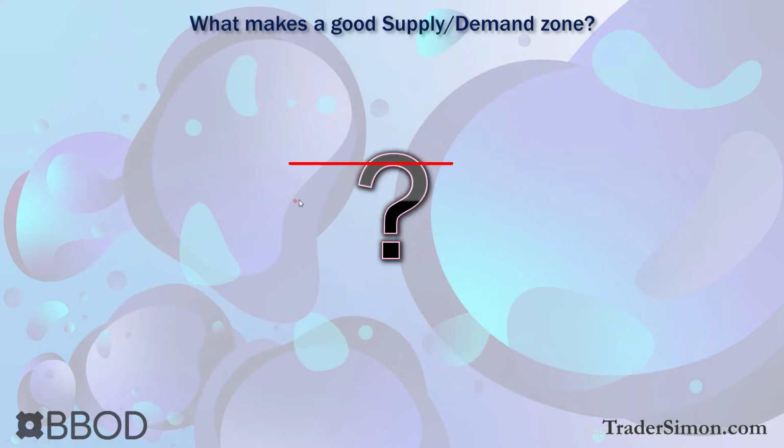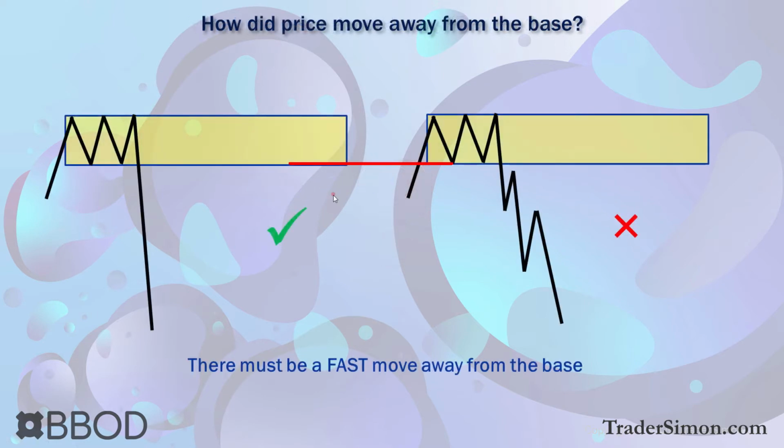Okay, so what makes a good supply or demand zone? Well, what we want to know is how did price move away from the base? So we're sticking with our diagrams here. Let's just clear that off there. We've got a fast move, which is great, but in this particular circumstance, can anyone tell me why this would not be a good supply zone? What is wrong with this?